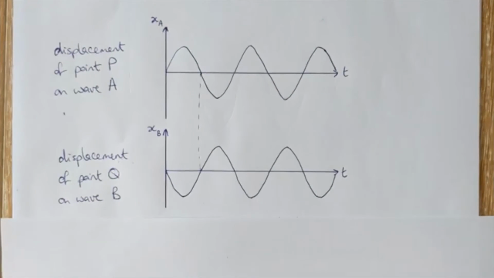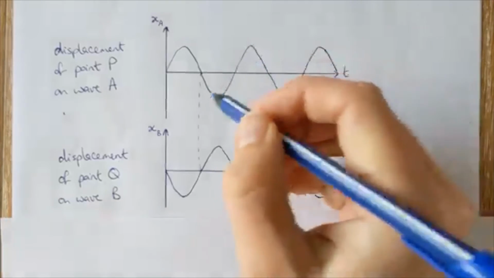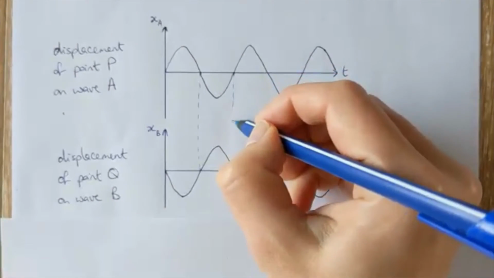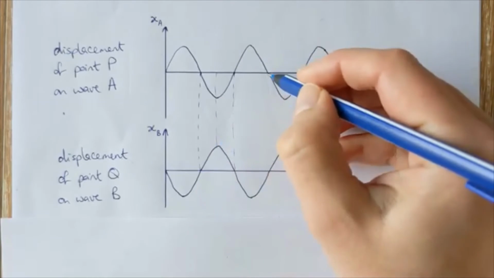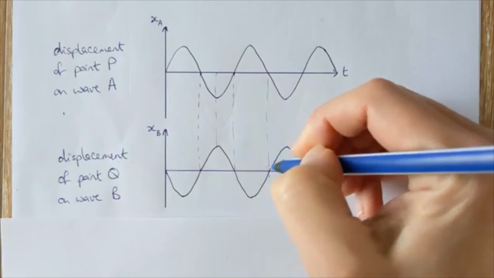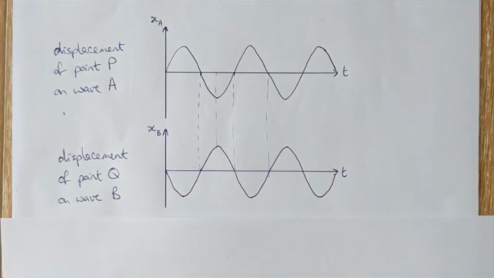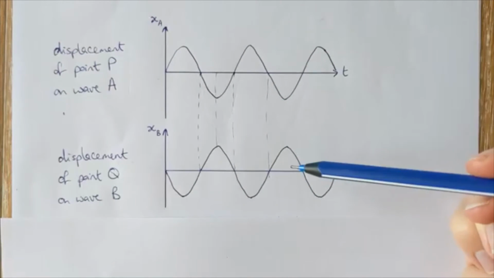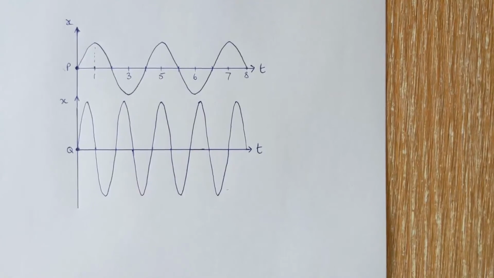And the last important thing to say about phase difference is to notice that for these two waves, it wouldn't have mattered where I had chosen to compare. Everywhere on this wave, this one is half a wave behind that one. So we say that these two waves have a constant phase difference, whereas these two waves don't.